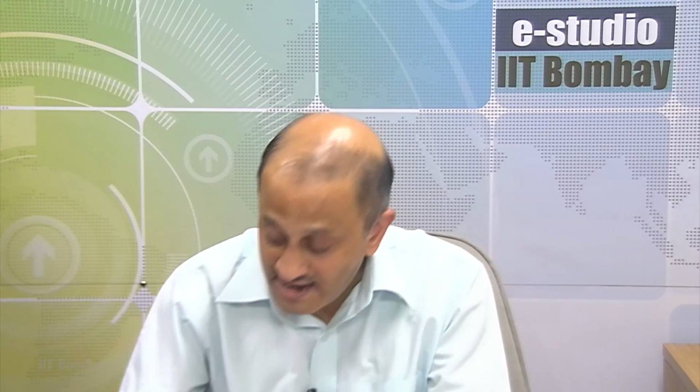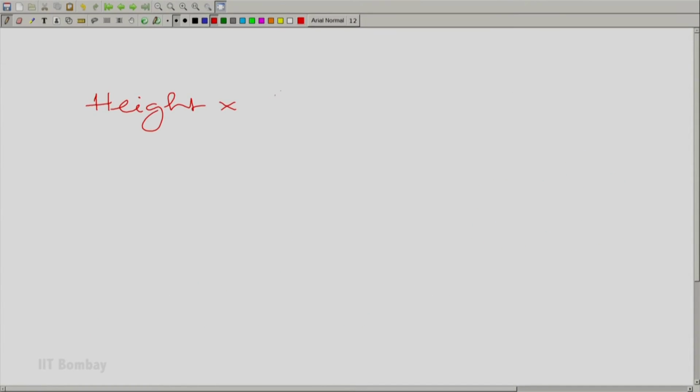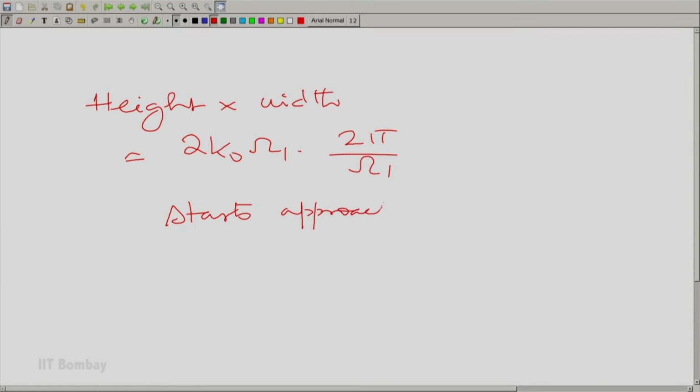If you asymptotically approximate by a triangle, you can find the area of that triangle, and you can do the same thing for the other side lobes. This side lobe, and this one, and similarly all these side lobes are smaller triangles. Essentially the height multiplied by the width, which is approximately 2 kappa 0 omega 1 multiplied by 2 pi divided by omega 1, starts approaching a constant for the main lobe. That is the important part here. The main lobe starts having constant area, and that is also true of the smaller lobes on the sides.